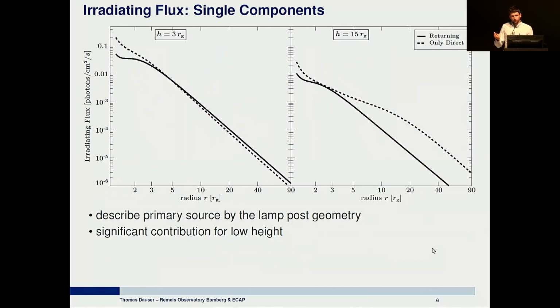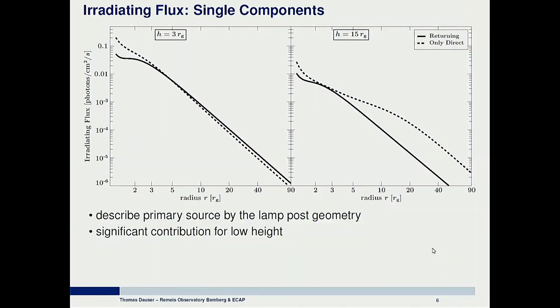Okay, so from both contributions, from the direct contribution, we can calculate the irradiating flux on the accretion disk, now using the lamppost geometry as an estimate of the corona. On the left-hand side, you can see the irradiation by a low lamppost at 3 RG, and on the right-hand side, the irradiation by a lamppost at a larger height. In black I plotted the flux I calculate from this direct irradiation, which will be returning to the disk. On the left-hand side, both of these are quite similar, and in part the returning flux irradiating the disk actually dominates, while on the right-hand side, for a larger source, the returning radiation seems not to be that dominant.